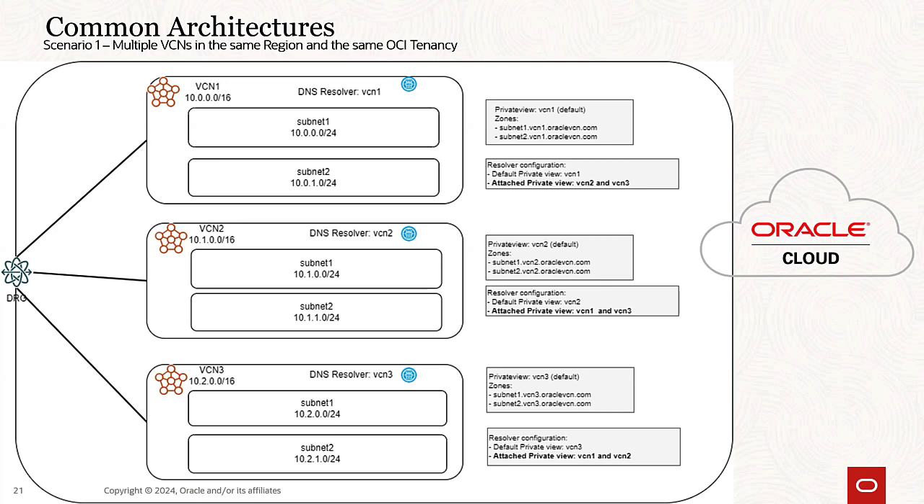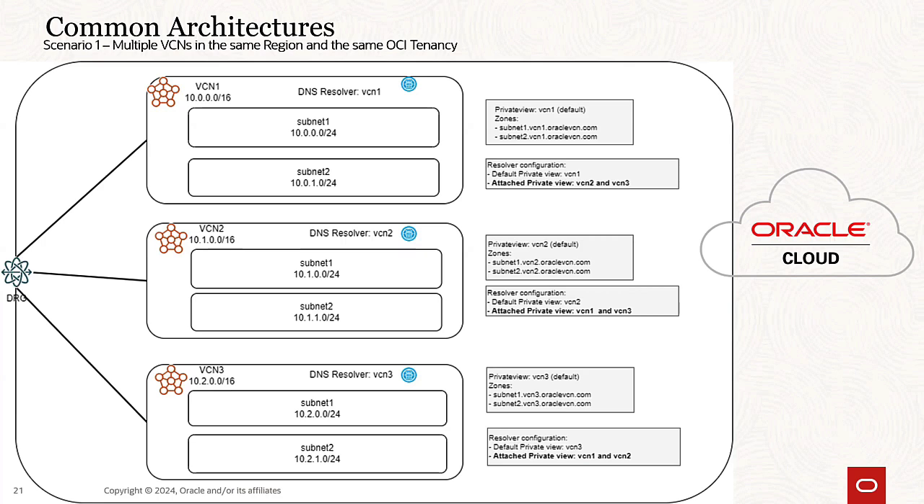The advantages of this scenario: it's easy and fast to set up. There is no DNS traffic between the VCNs. It can easily grow to more VCNs or more custom private views, and there are no endpoints needed. As disadvantages, the VCNs must be in the same region, and also the VCNs must be in the same tenancy. Different compartments are supported.